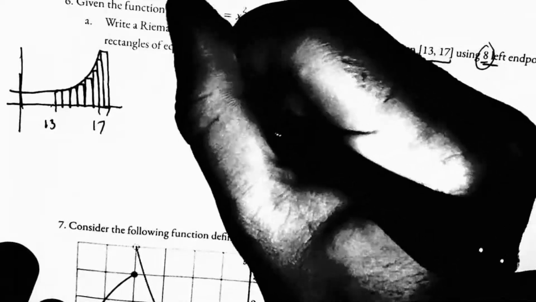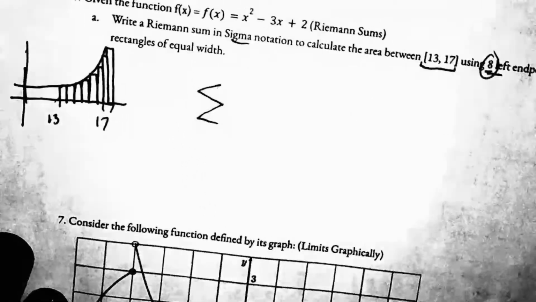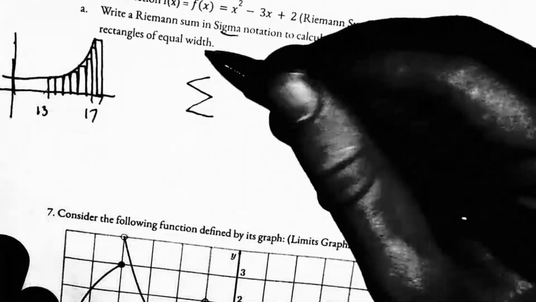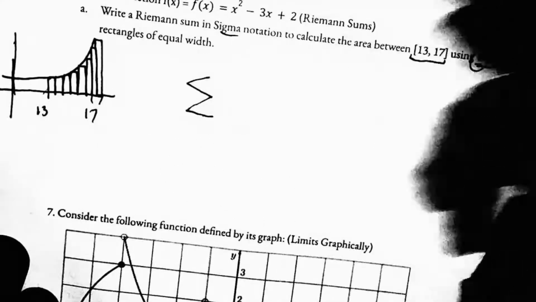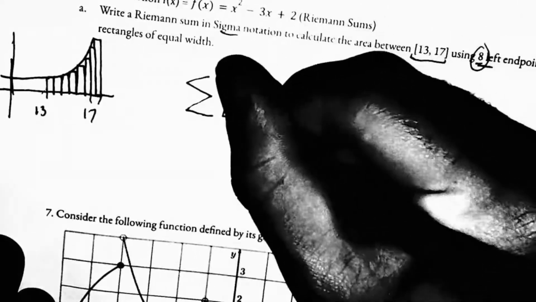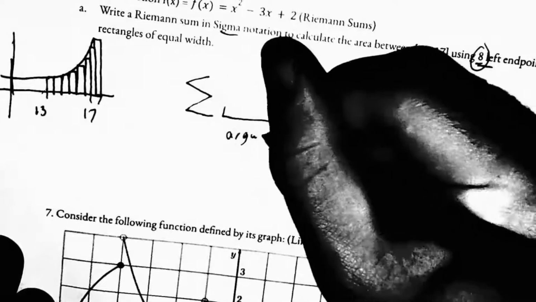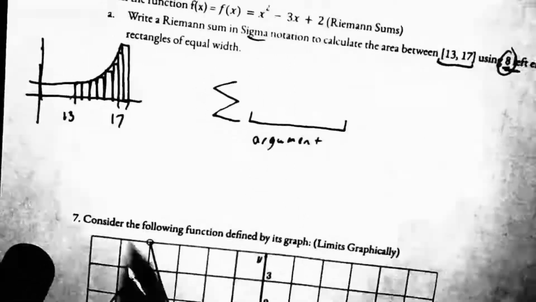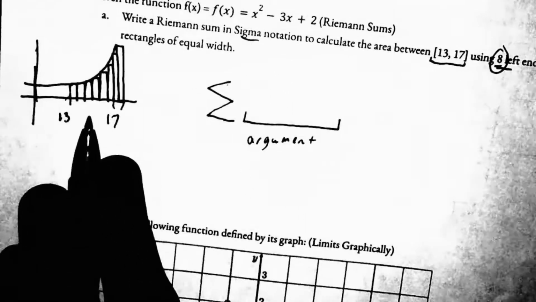Now let's start setting up our summation. Sigma notation, you need to know what that is. That is one of these. And don't start filling in 13 and 17. I don't want to see that. Let's do the argument first, because this is the argument here. What are we adding, right? Let's think conceptually. We're adding rectangles, right? So rectangles are what?